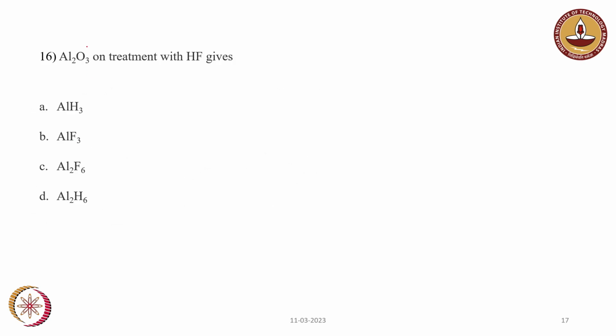Next question: Al2O3 on treatment with HF gives? Option A is AlH3, option B is AlF3, option C is Al2F6, option D is Al2H6. This is one of the methods of synthesis of AlF3. When Al2O3 is treated with 6HF, it will give 2AlF3 and water. So option B is the answer.